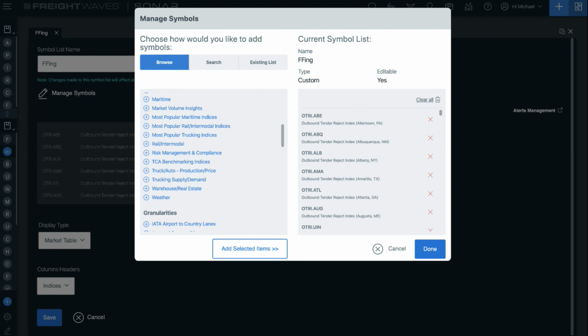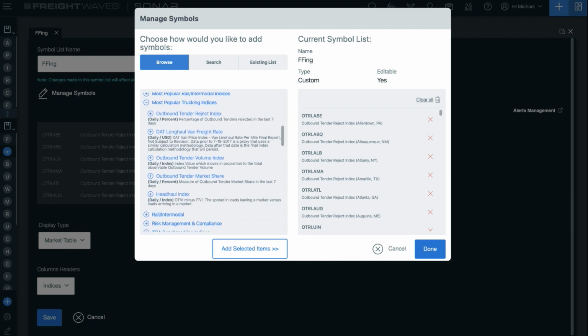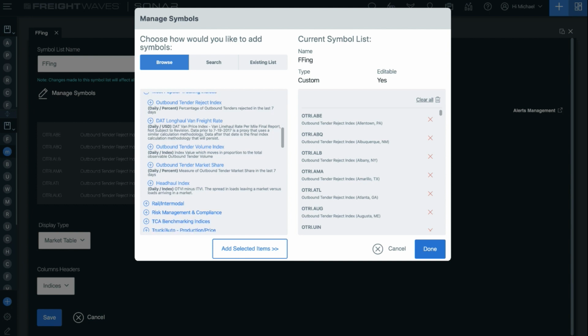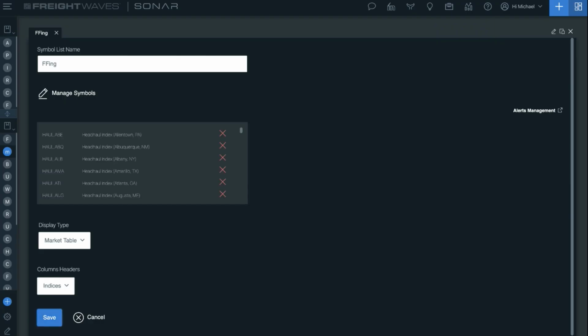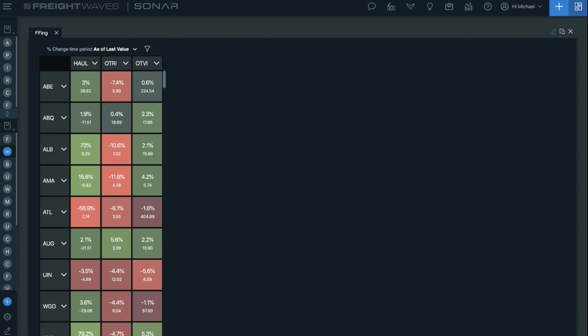What I'm looking at is we put in the most popular outbound tender rejects. We put in the tender volume. Market share, some people like to use. We're not going to use it for this particular example. Head haul, which is giving me the ratio of inbound and outbound loads. Head haul meaning much more outbound than inbound. Back haul, much more inbound than outbound. So I add all these markets in here for the head haul. Let's add that to this particular market table. Save it, make sure we have those, and we do. So now we have haul, OTRI, and OTVI. We're getting a little closer to what we want to see here.